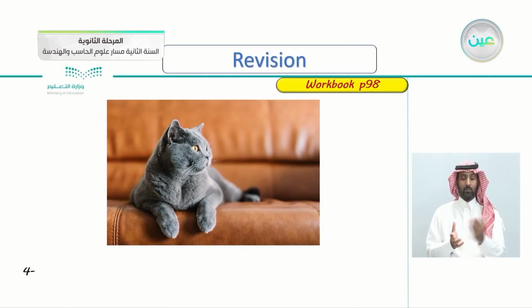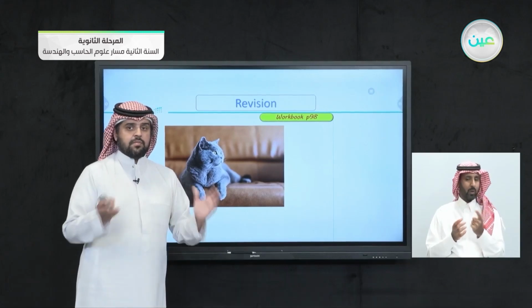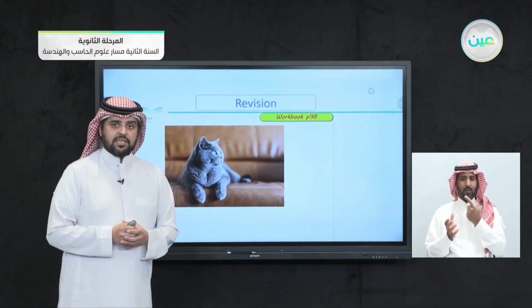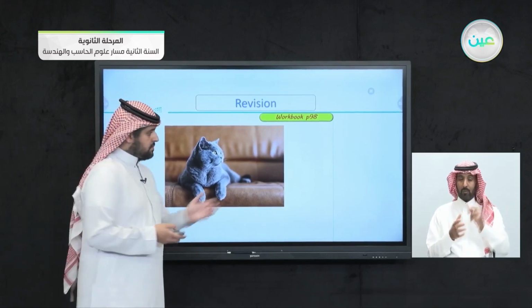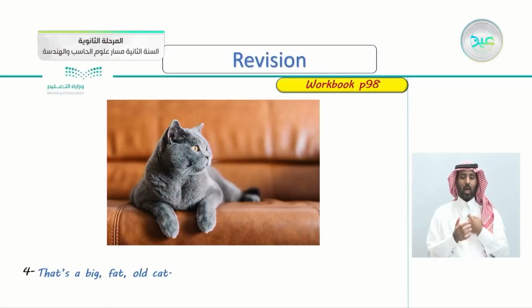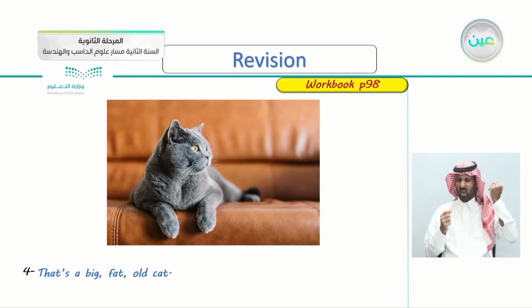The next picture here, you can see this cat. You can see in your book the picture of the cat. Can you describe the cat using 2 or 3 adjectives? Describe anything you see of the cat. Let's see what I've written here. There's a big, fat, old cat on the couch, of course. Or you can use your own adjective to describe the cat as you want.